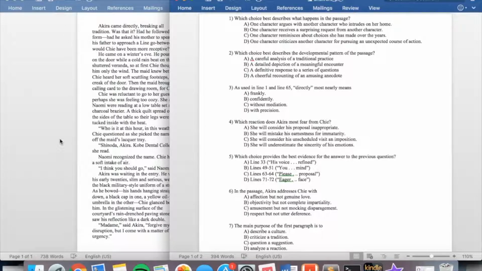I will be going through this just the way that I do when I am taking the SAT myself, kind of walking you through the exact thought processes that I try to keep in mind when I'm doing it. So let's begin.